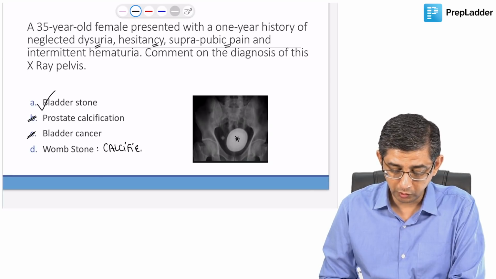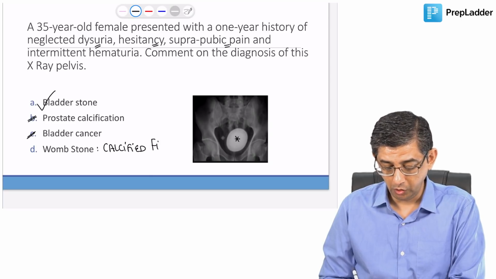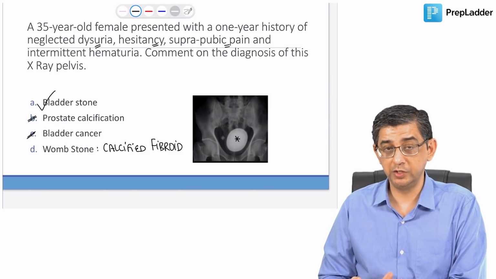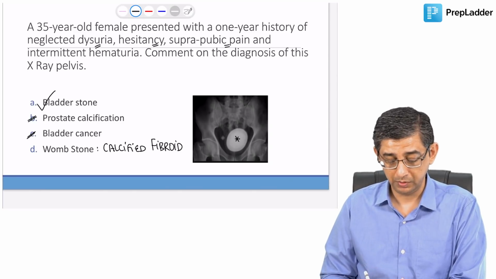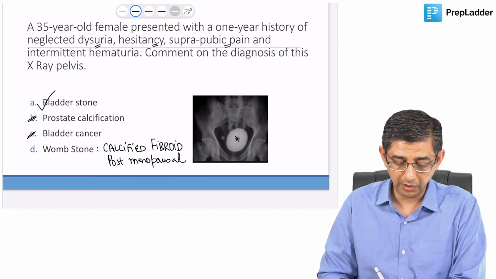But then womb stone also develops in the postmenopausal age group, no? I repeat the statement once again. Option D, womb stone, is actually a calcified fibroid, and fibroids become calcified in the postmenopausal age group. Whereas in this case, the age of presentation is about 35 years. So option D can also be ruled out.